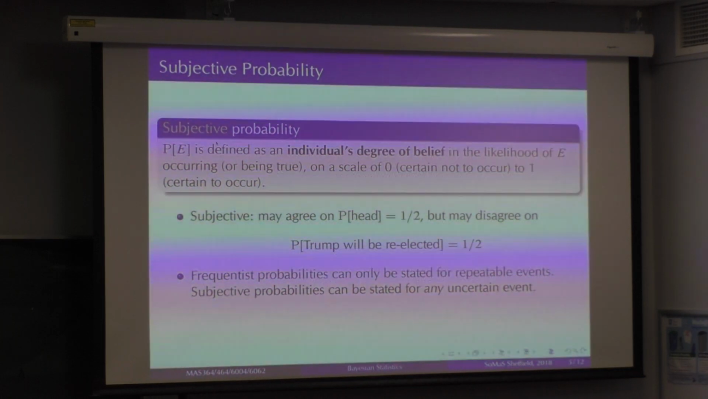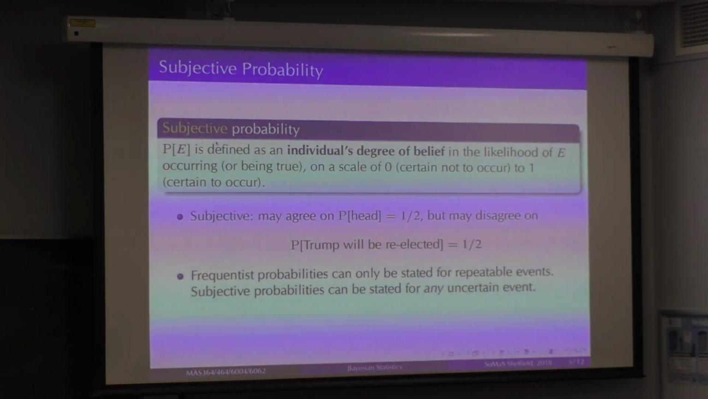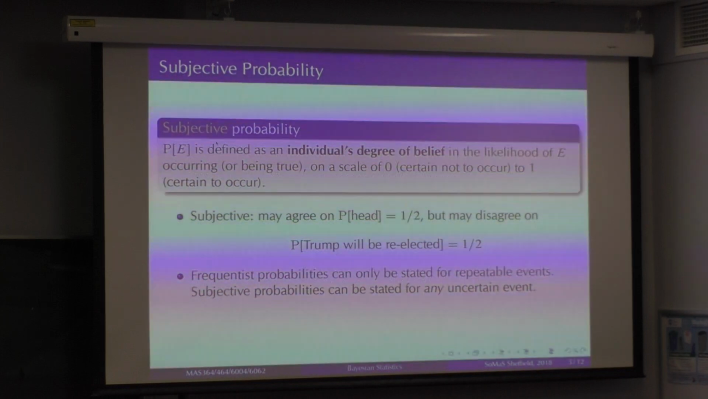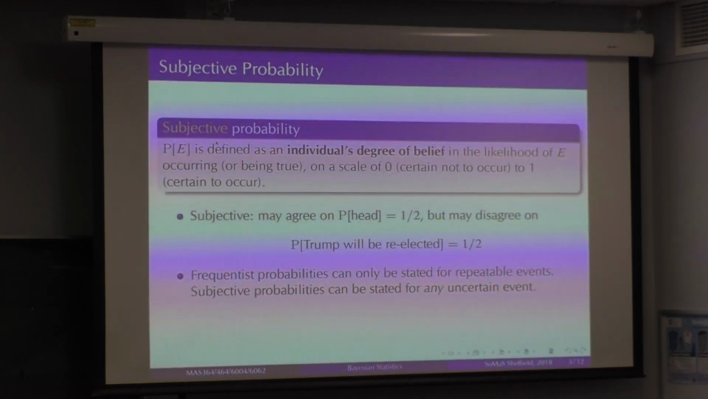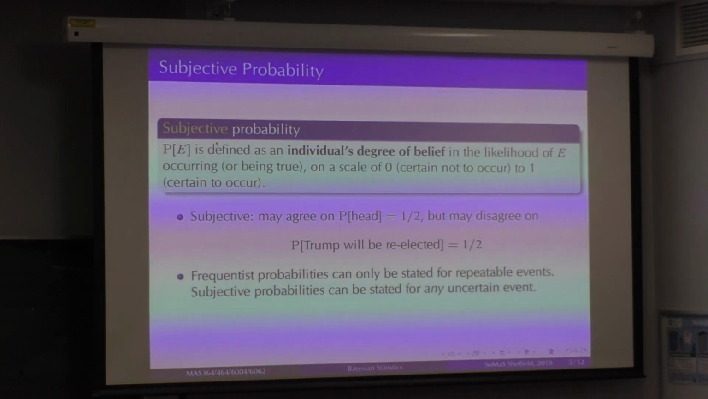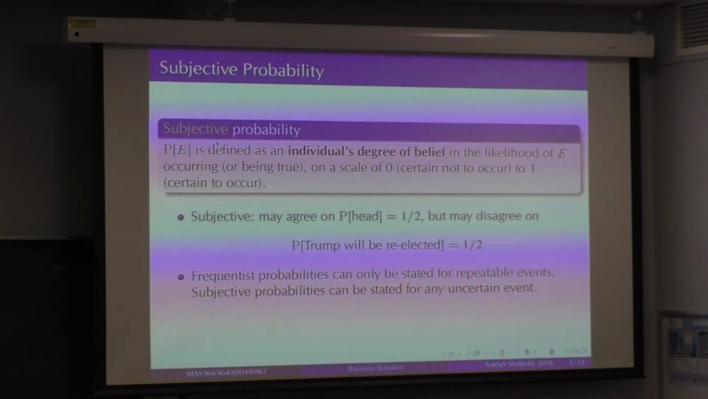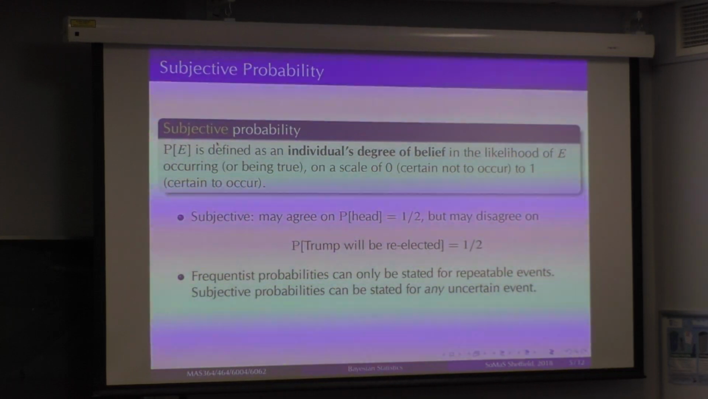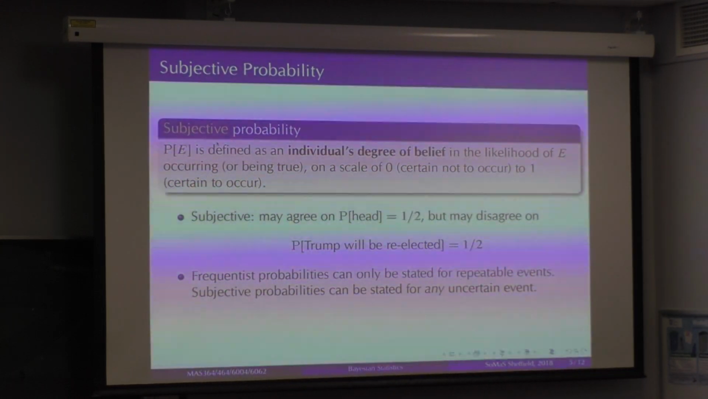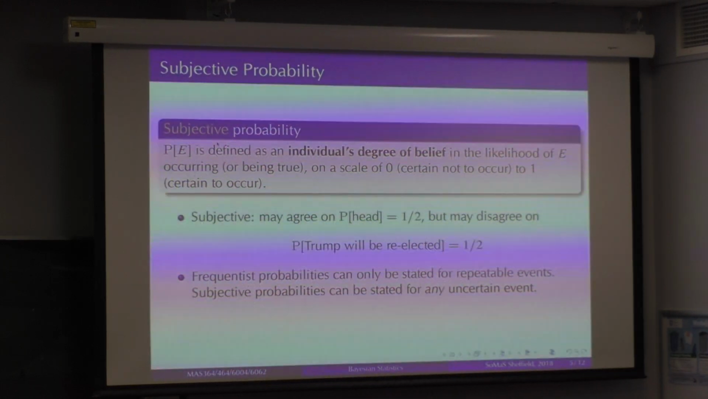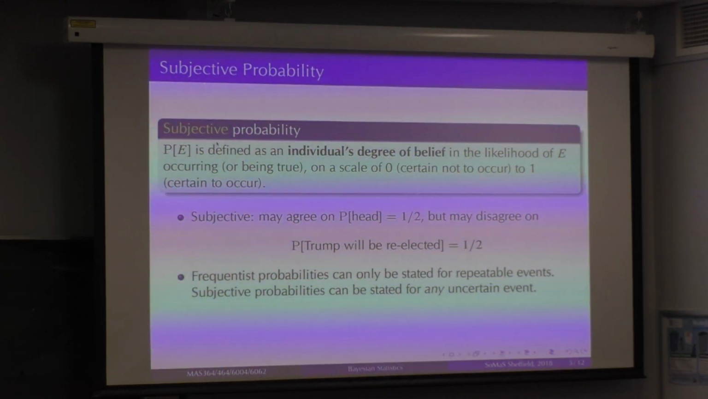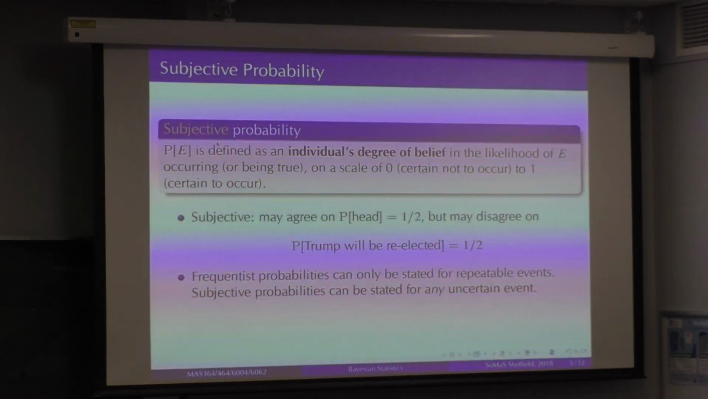So the message that I wanted to convey with this is that frequentist probabilities, at least using the definition of frequentist probability, can only be applied for events that can be repeated in identical conditions, while subjective probabilities can be stated for any event, right? So that's the first advantage of using the subjective approach to probability.